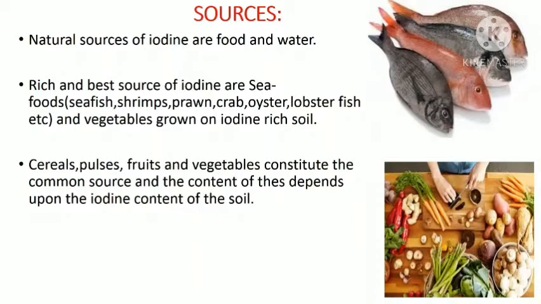Cereals, pulses, fruits, and vegetables constitute the common source, and the iodine content of these depends upon the iodine content of the soil. The iodine content of fresh water varies from 1 to 50 micrograms per liter. Thus, 90% of the iodine requirement is obtained from the foods we eat, and the remaining 10% from the water we drink. It is the iodine content of the soil which determines its presence in the food and water. Thus, deficiency of iodine is geochemical in nature.